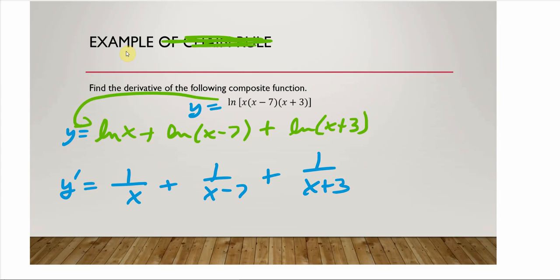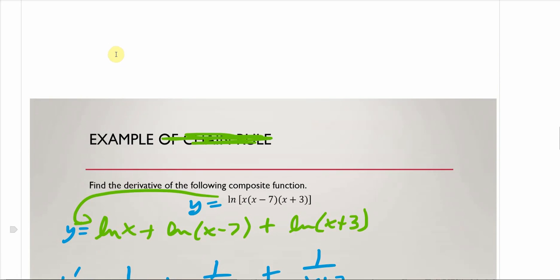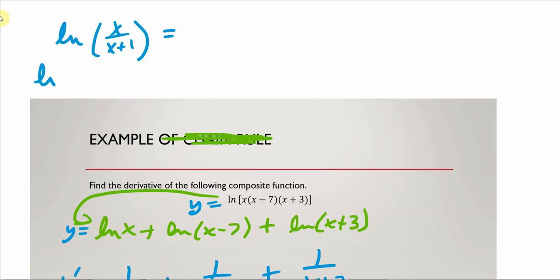So now, let me show you why the properties are important. Let's pretend I gave you something like this. Let's say I gave you the ln of x over x plus 1. According to my properties, I can break this apart as ln of x minus ln of x plus 1. And then the derivative of this would be 1 over x minus 1 over x plus 1. And I'm finished.